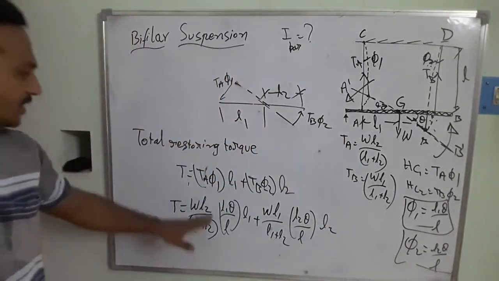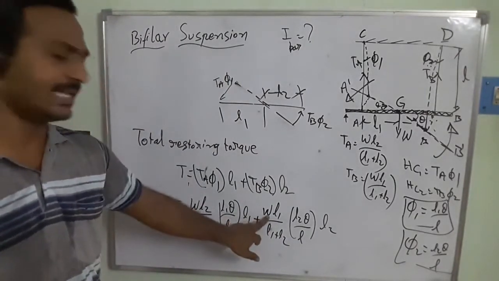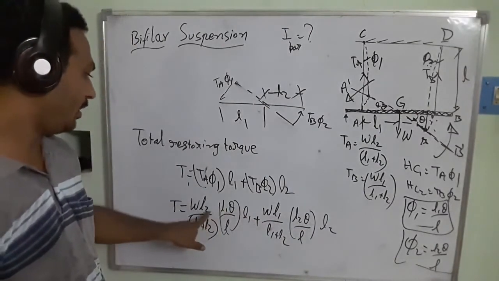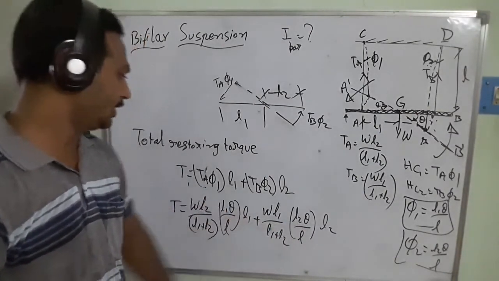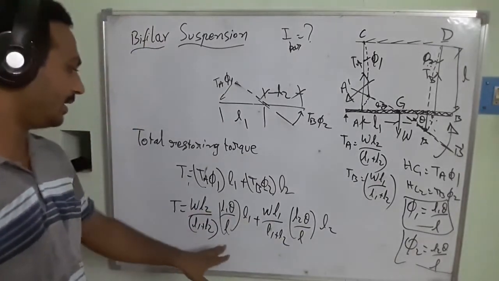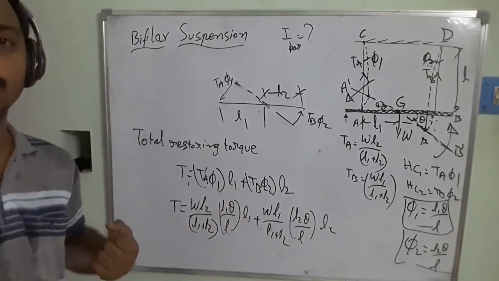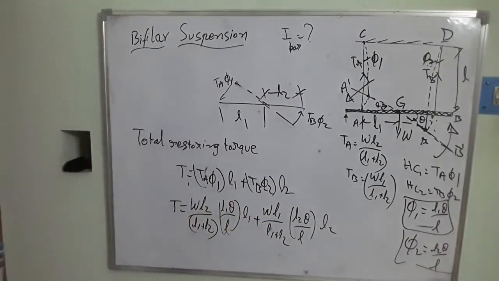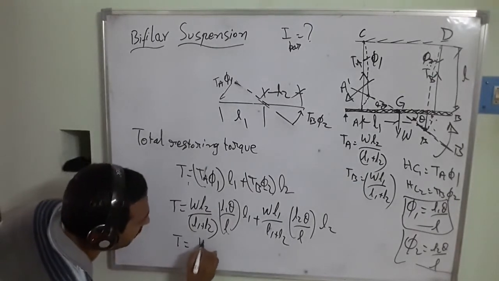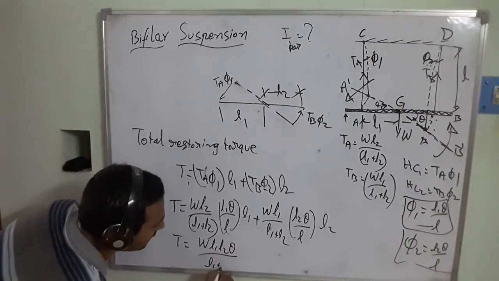After the simplification, W and theta are common terms, and L1 L2 is also common. L is going to be L1 plus L2, which is also common. So I am going to take that to one side and simplify this equation. So T is equal to W L1 L2 theta by L1 plus L2.